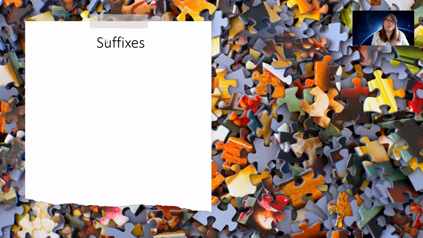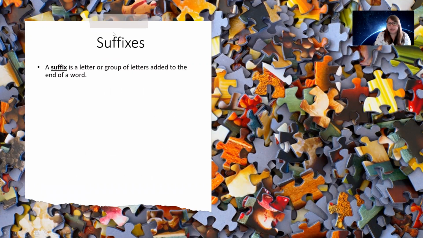So when we talk about a suffix, this is another kind of affix, and if prefixes go at the beginning, what we want to say is that a suffix is a letter or group of letters that is added to the end of a word. So prefixes go at the beginning, and suffixes go at the end. So this is where we want to, again, add this into our vocabulary tracker, the definition of what a suffix is.